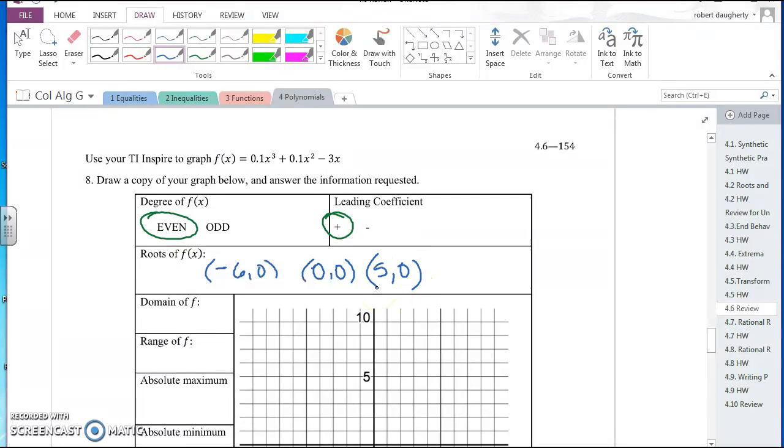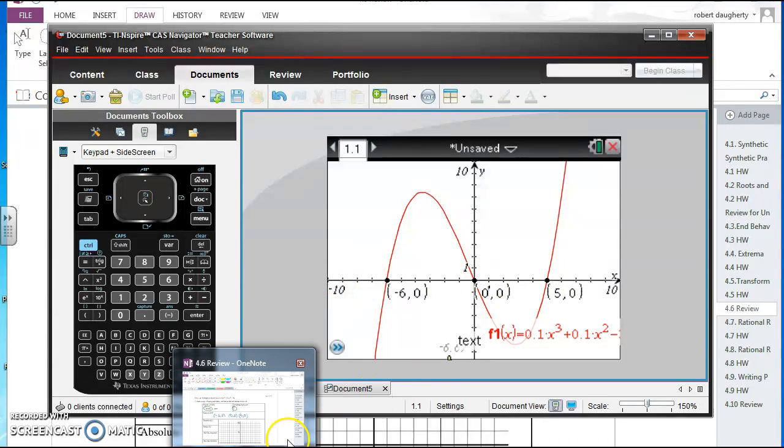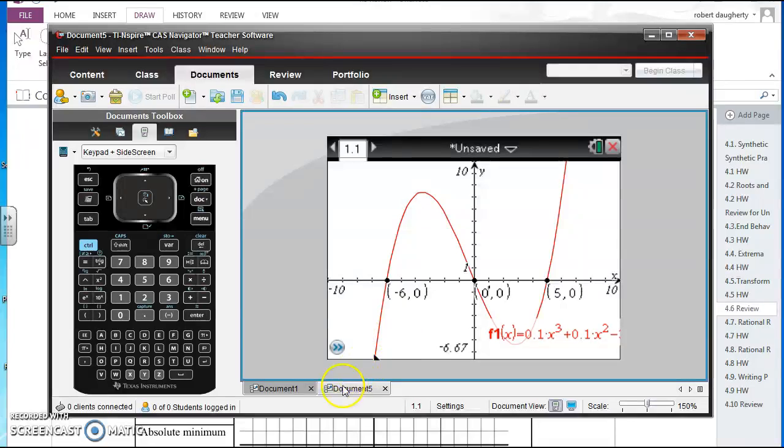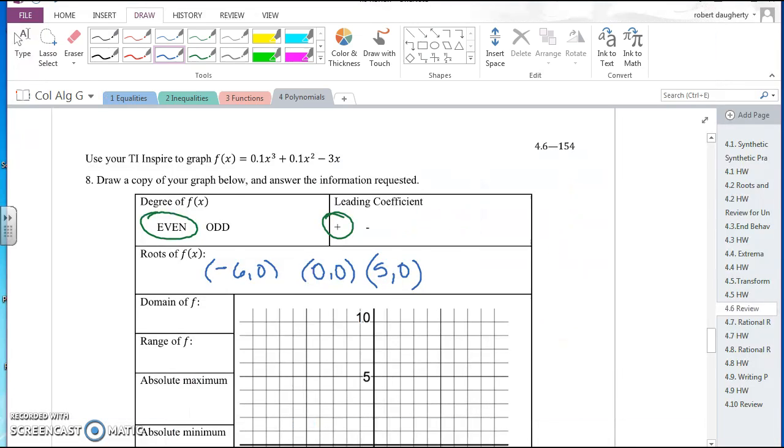I'm asked for the domain of this function, okay? So the domain of this function, if I look at it, my x values go from -infinity to infinity. And it looks like my y values are also -infinity to infinity. So the domain and range are both -infinity to infinity.